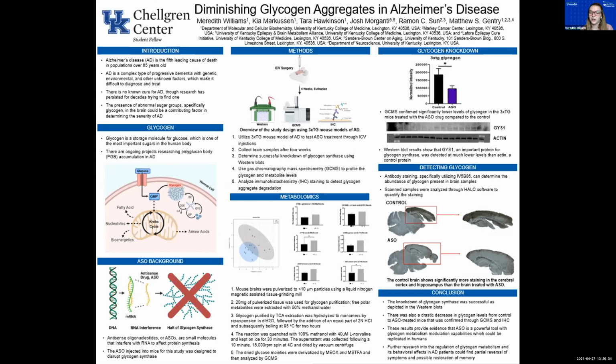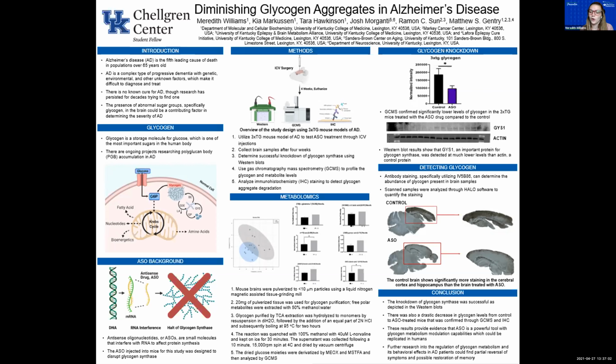Moving to the bar graph at the top right of my poster, these were the results from GCMS. We were looking only at glycogen here. You can see that the level of glycogen present in mice treated with ASO was significantly lower than our control. And then moving on to the Western blots just right below that, the very first one was for GYS1. And GYS1 is an important protein in the glycogen synthase pathway.